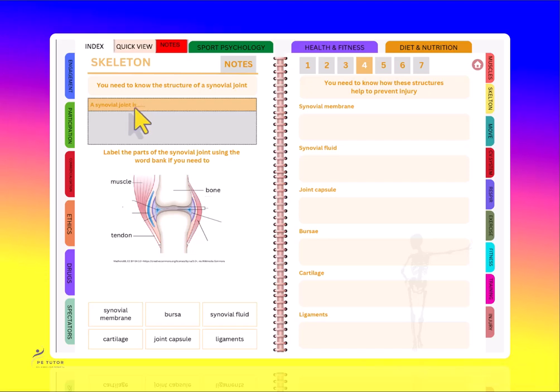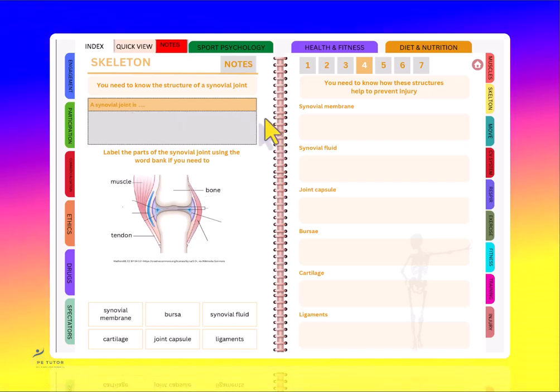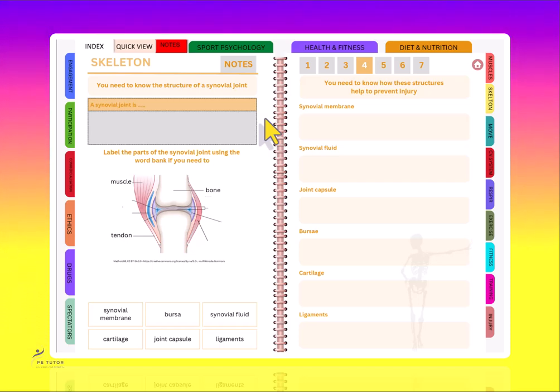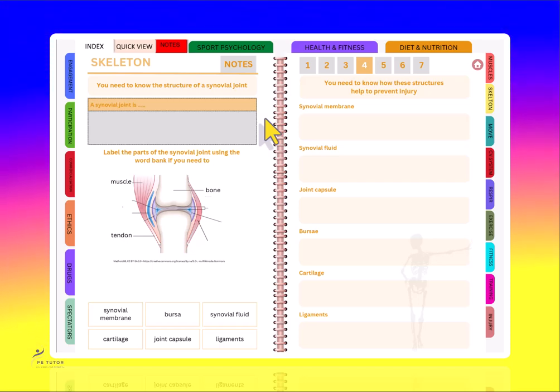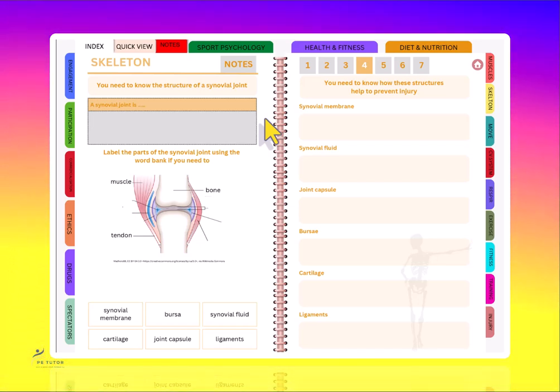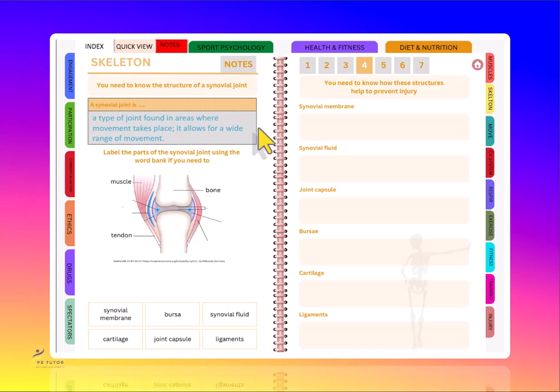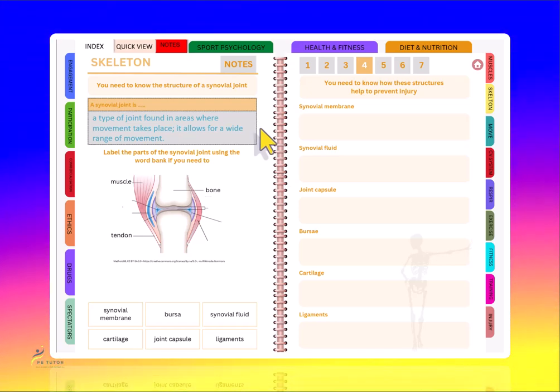First of all, we need to talk about what a synovial joint is. In very simple terms, a synovial joint is a joint which allows freedom of movement. So we talk about synovial joints as being freely movable joints, and if you can remember that and use that in an answer, you'll be absolutely fine. A little bit more detail then, you might say that a synovial joint is a type of joint found in areas where movement takes place. It allows for a wide range of movement, so that helps with your understanding. A freely movable joint is fine as well.